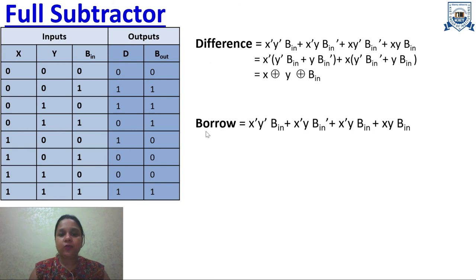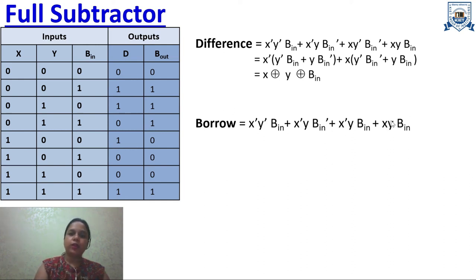Next we need to evaluate the borrow. So this is borrow out. For this borrow out, we are evaluating the Boolean expression. Along this one, it is x bar y bar b in. Then adding, along this one it will be x bar y b in bar, plus along this next one it will be x bar y b in, plus along this one it will be x y b in, and it is written over here.